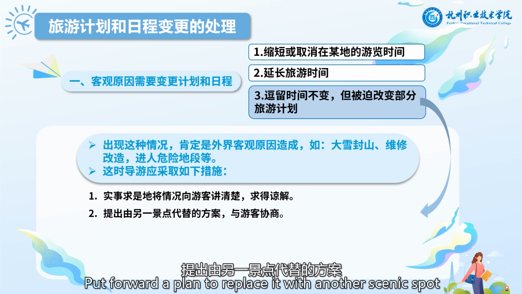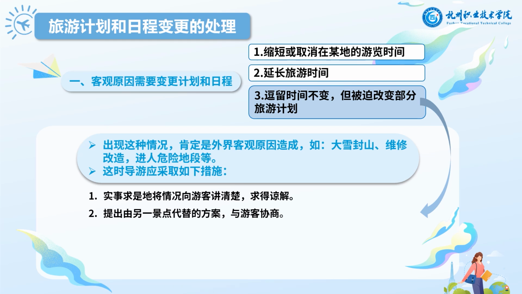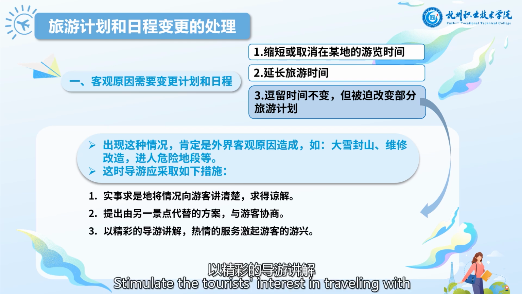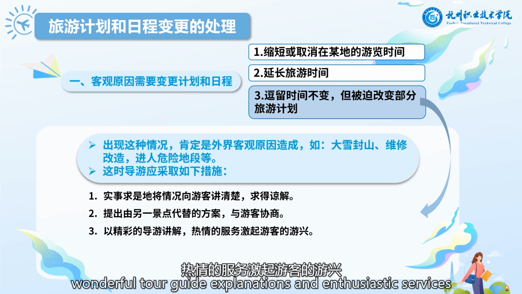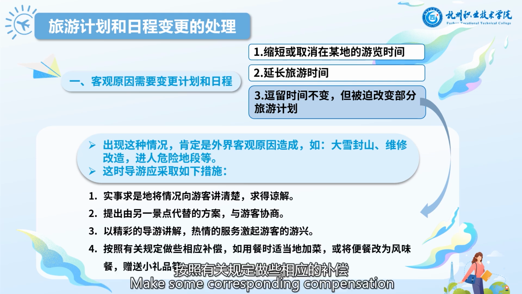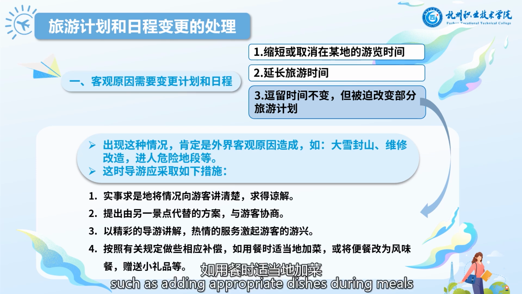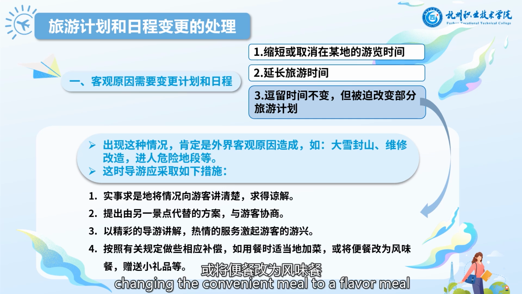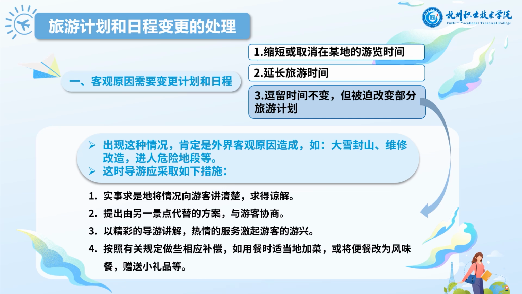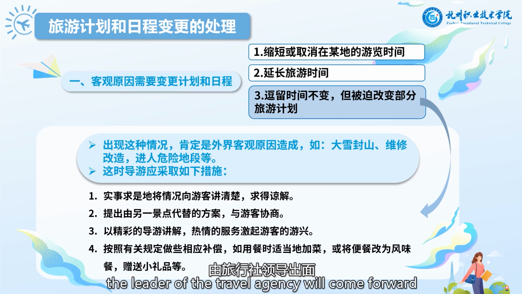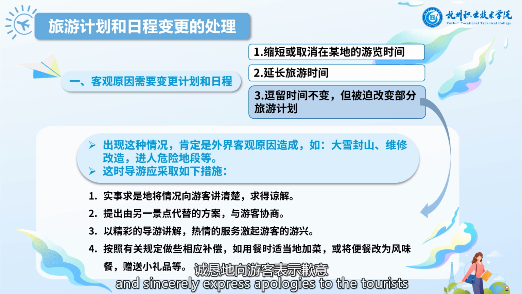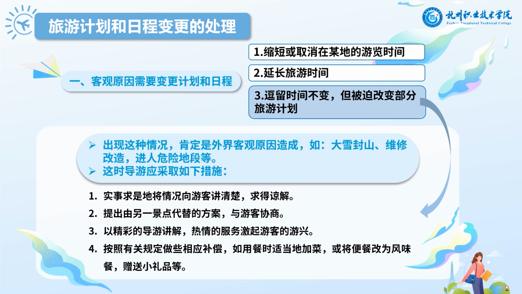Secondly, put forward a plan to replace it with another scenic spot and negotiate with the tourists. Thirdly, stimulate the tourists' interest in traveling with wonderful tour guide explanations and enthusiastic services. Fourthly, make some corresponding compensation according to the relevant regulations, such as adding appropriate dishes during meals, changing the convenient meal to a flavor meal, and giving small gifts. When necessary, the leader of the travel agency will come forward and sincerely express apologies to the tourists, allowing them to live happily.